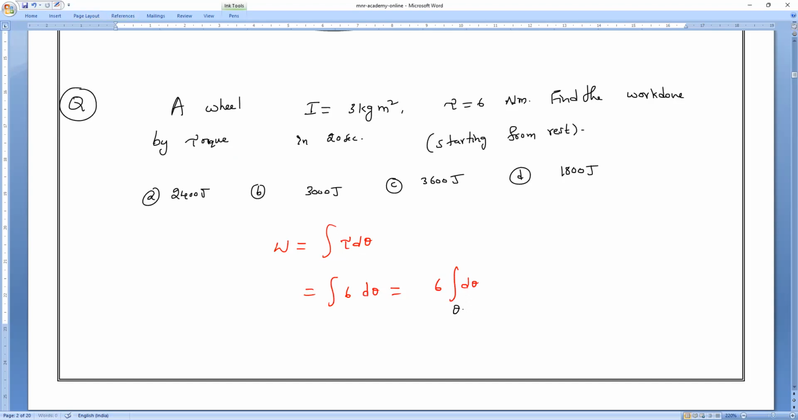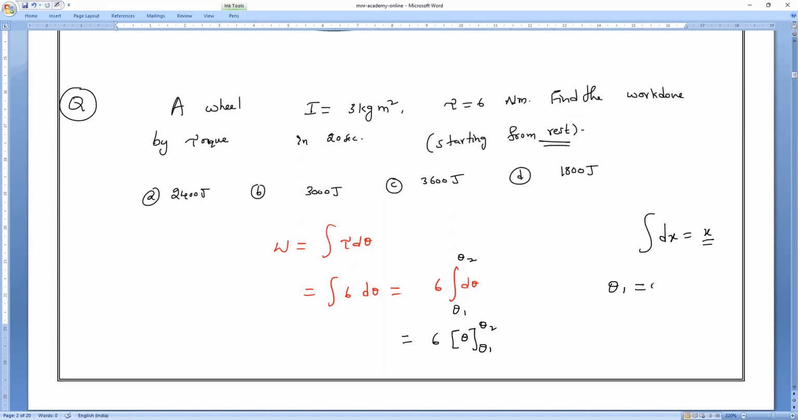Limits, anybody? Theta 1 to theta 2. So integration of dx, what is the formula? Integration of dx is x. Correct or not? Yes. So it equals 6 into theta, which varies from theta 1 to theta 2. That is what you have to do. Now we want to find the limits, that is our only target. What are theta 1 and theta 2? As it is starting from rest, then what is theta 1, everybody?